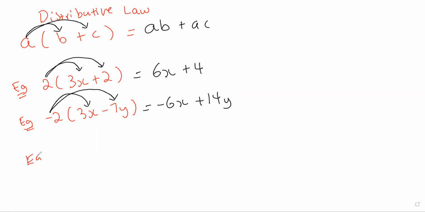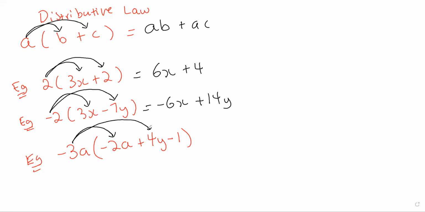You want the next example now? So let's say now we have something like this: minus 3a multiplied by (minus 2a plus 4y minus 1). So there are 3 terms within this bracket. This 3a needs to multiply by everything inside the brackets, so there are 3 distinct terms. We're going to do the multiplication here, so I'll draw the arrow and show that we're going to multiply by the first term, the second term, as well as the third term.